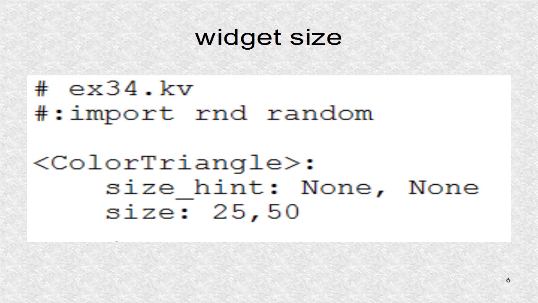6. In the Kivy file, we import the random module as the alias rnd. Since the widget will be added to a relative layout, we have to set the size hint to none, so it does not use all available window space to draw the widget, but rather uses the specific size provided here.